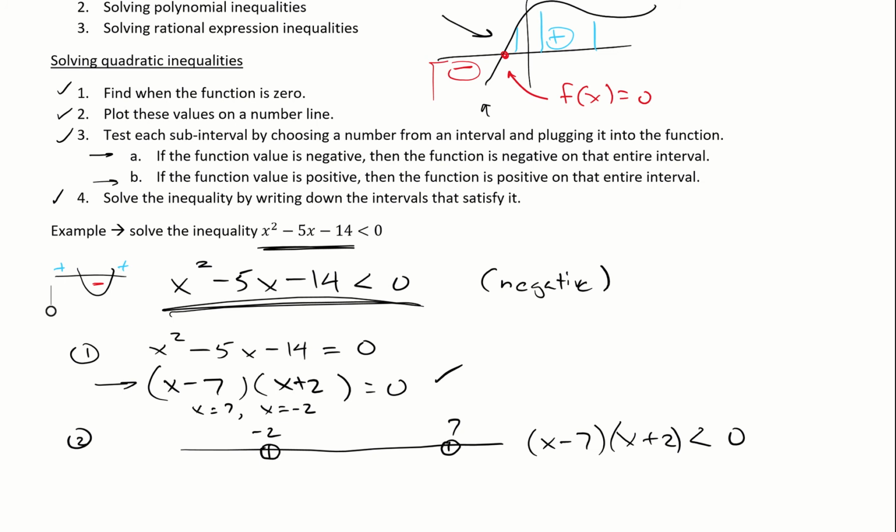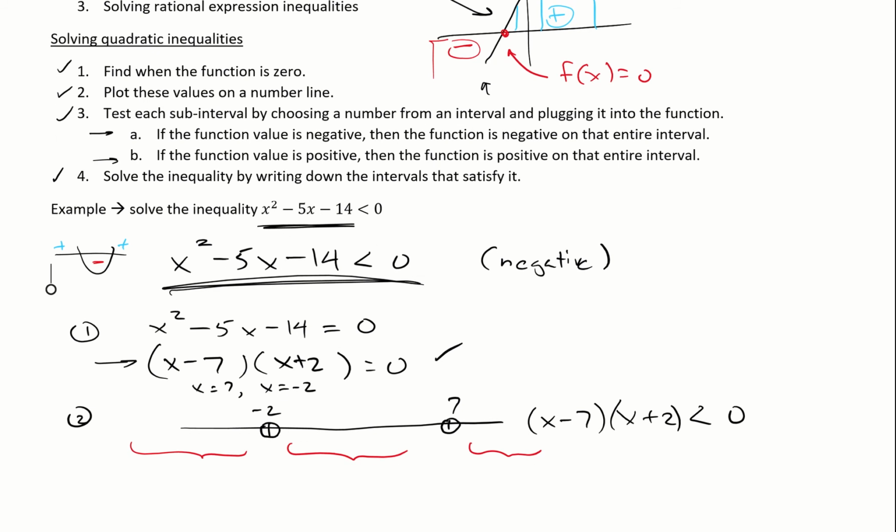But now what we do is we go in between these zeros, and we test these intervals. This one, and over here too. How do you test them? Well, according to what I've written up there, choose a number. Let x equal, over here, I'll just choose negative 3. He's right there. And plug it into your inequality.